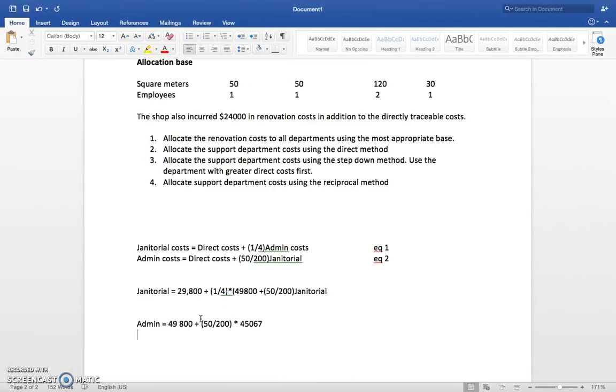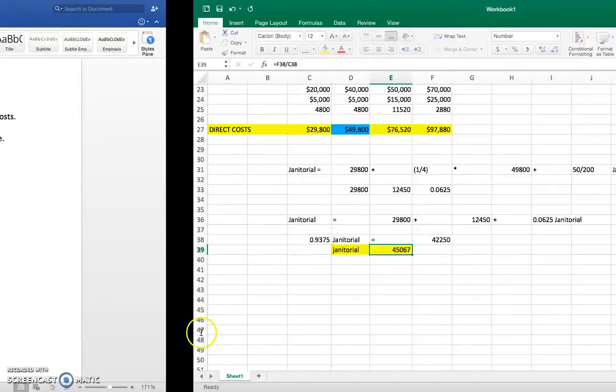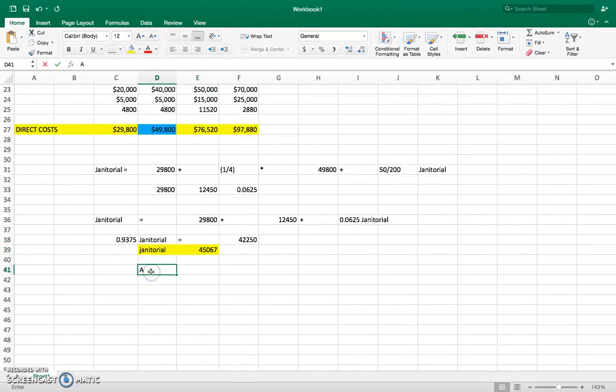Actually, I have the figure with me. So admin will come out to 61,067. That is your admin figure right here. Let's just copy it here. So admin 61,067. That is your answer for admin.